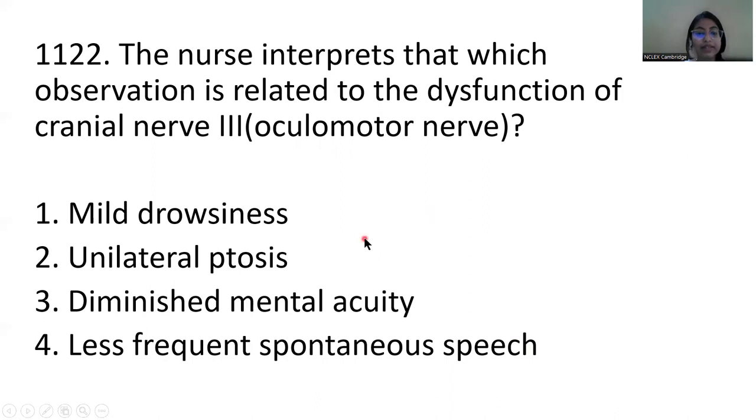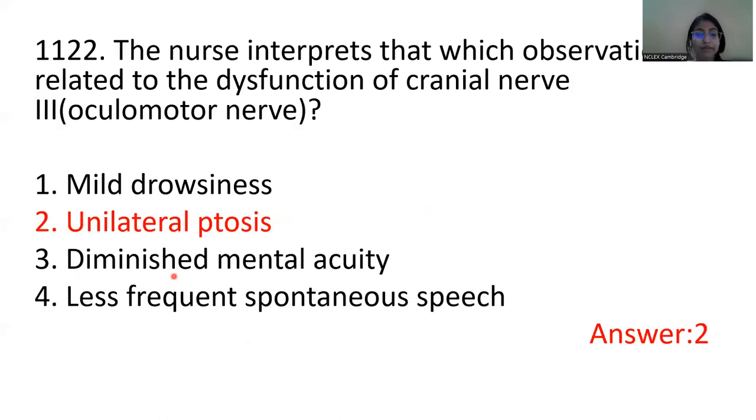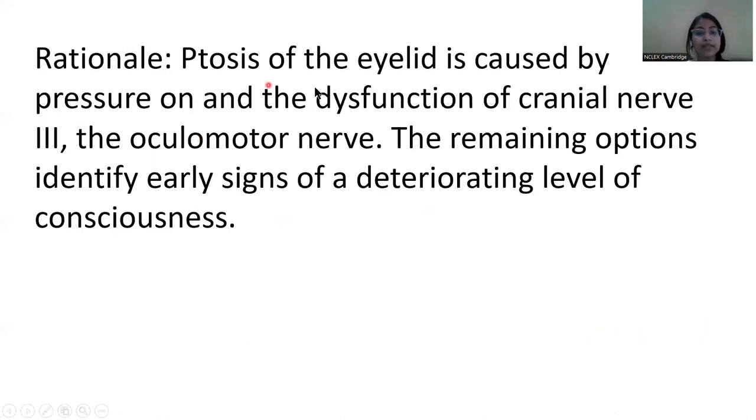So what would be the correct answer? The correct answer would be unilateral ptosis. Ptosis means drooping of the eyelid. So there will be no functioning of the eyelid, and it will be unilateral, meaning only on one side. Now let's see the rationale. Ptosis of the eyelid is caused by pressure on and the dysfunction of cranial nerve 3, the oculomotor nerve.